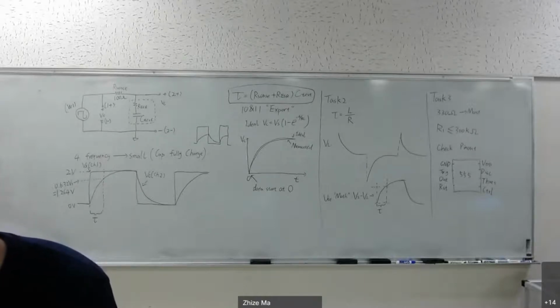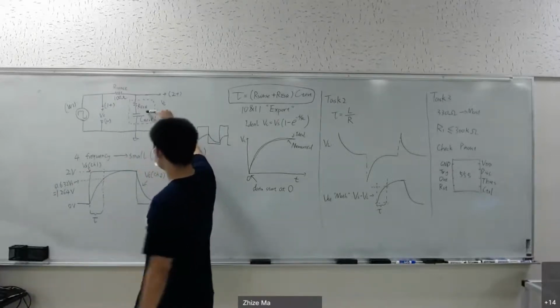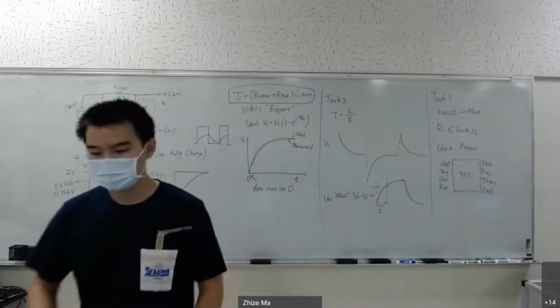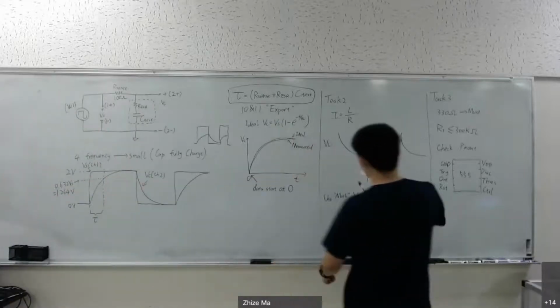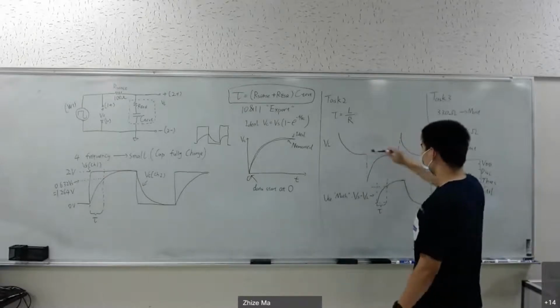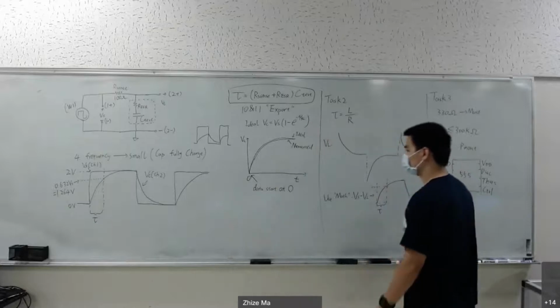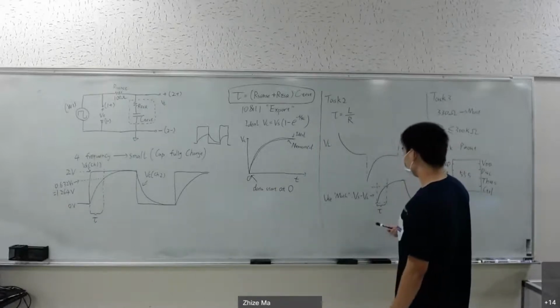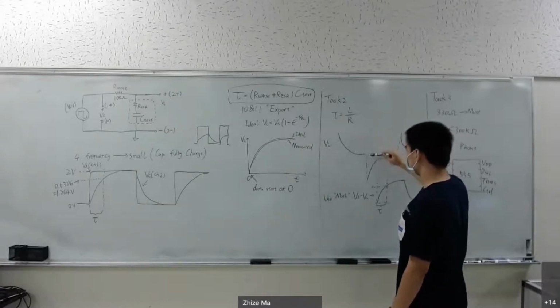All right, for task two, you're going to do the same thing. The only difference is you change the capacitor to an inductor. And then you will get the plot. The voltage across the inductor, the plot is something like this. It's not the same as the capacitor plot. But you are not familiar with how to measure the time constant from this plot.